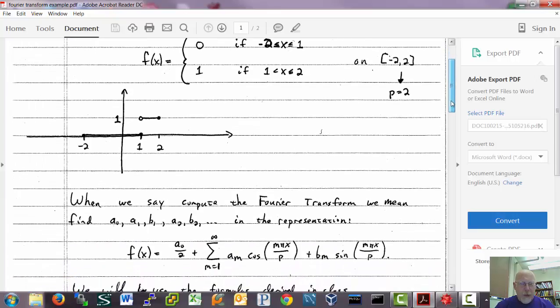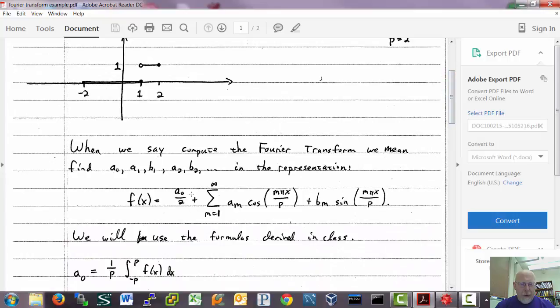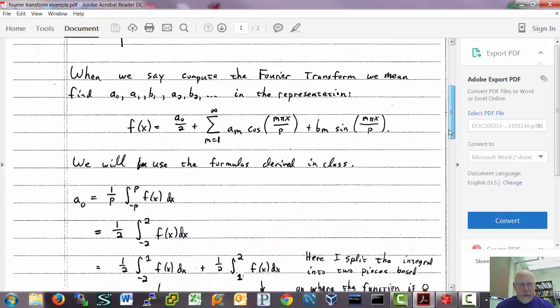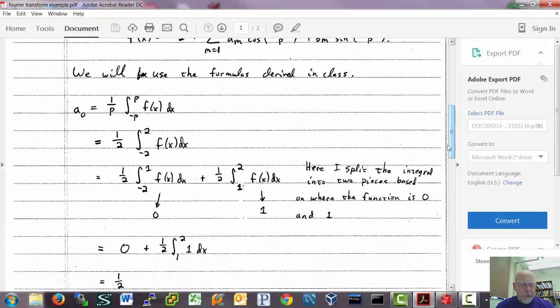So when we say we're going to compute the Fourier transform of this function, what we mean is we're going to write f as frequencies of cosine and sine, and this is the 0 frequency out here. And what we're computing is the A_m and the B_m and the A_0, and those are the amplitudes for those frequencies. So we have here the formulas that we've derived in class for computing A_m and B_m and A_0, and I'm going to go through and compute those.